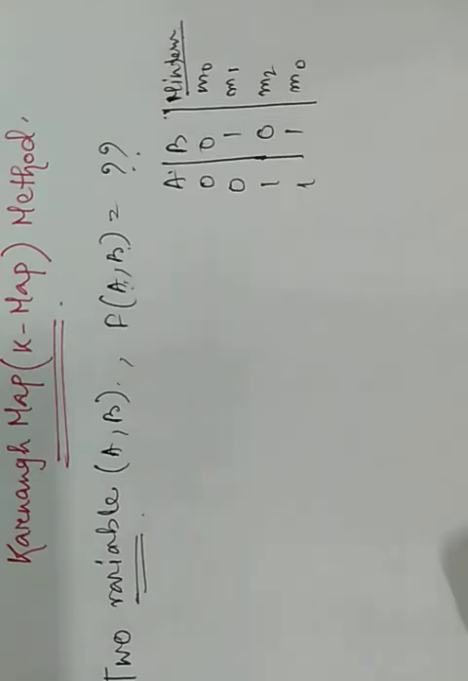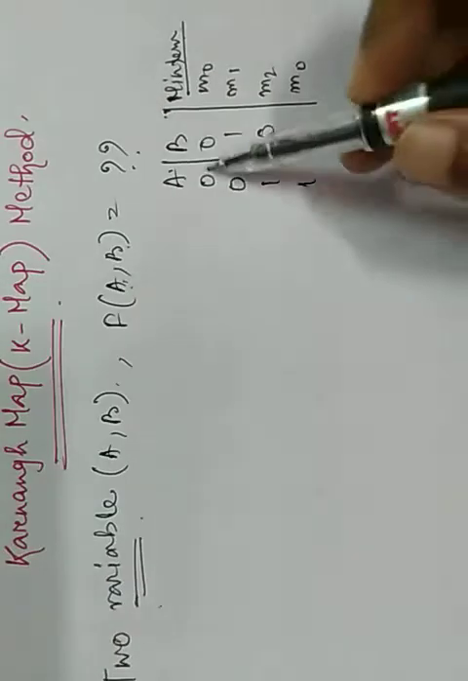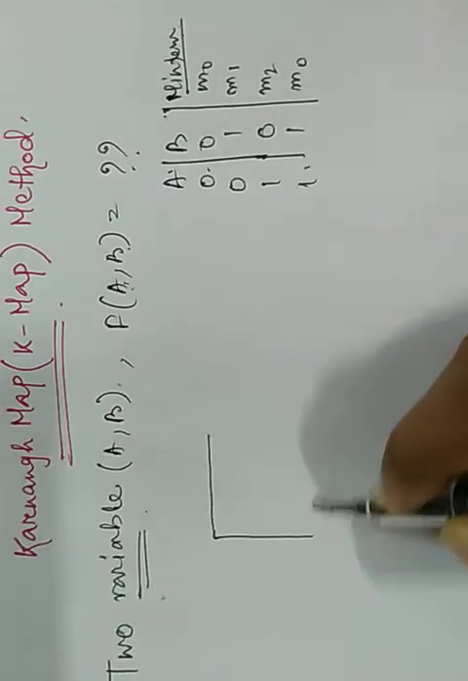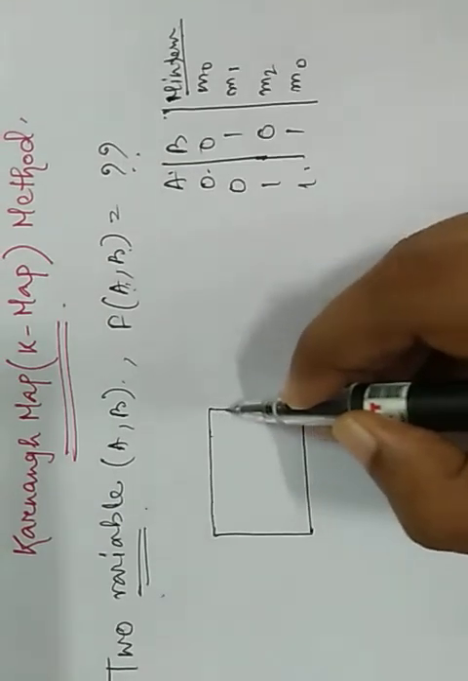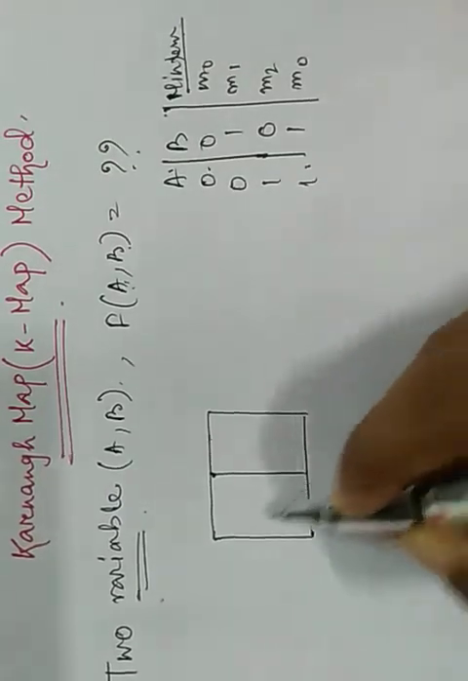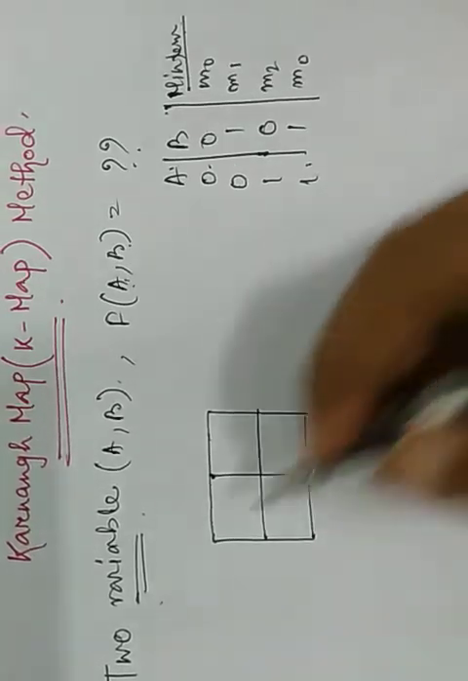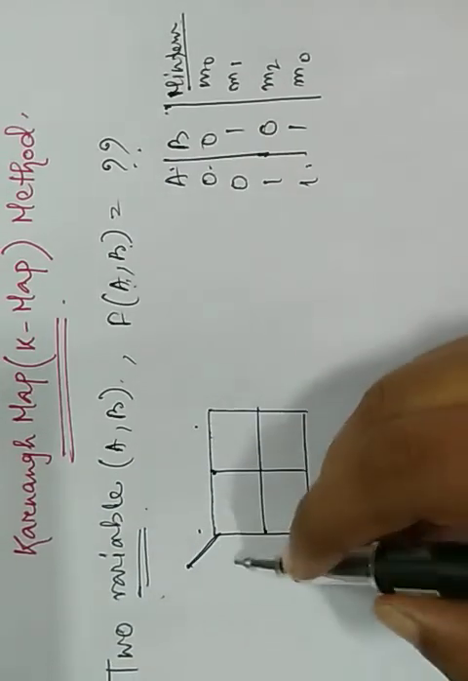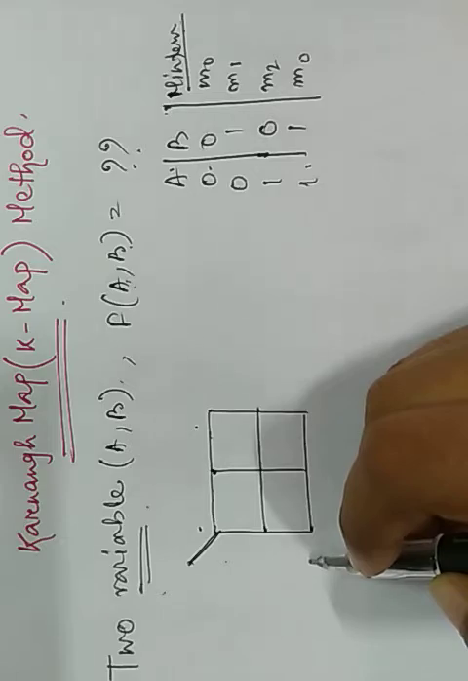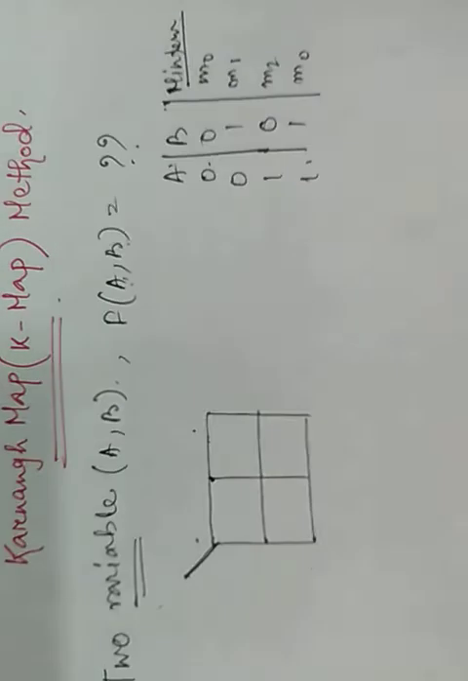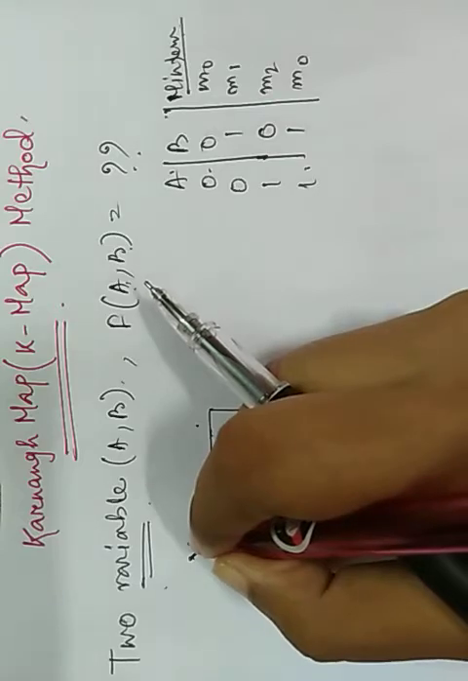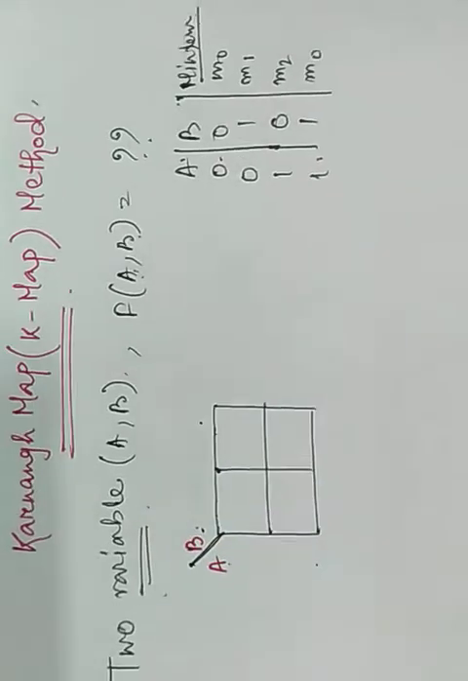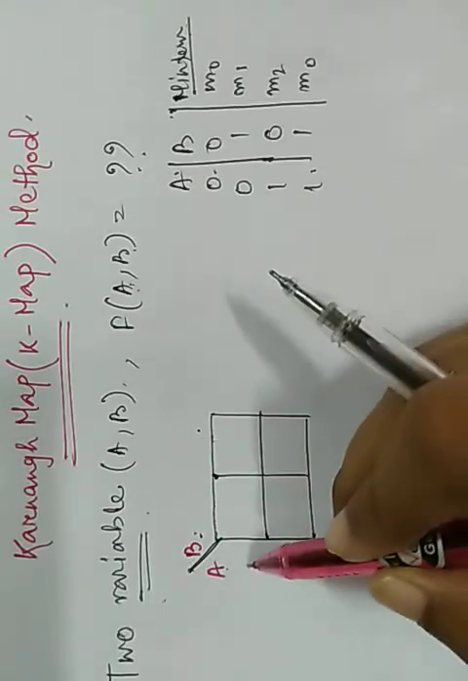Now in the Karnaugh map there are 4 combinations, so we have to draw a box with 4 values. There are 2 sides. One variable should be written on one side and another variable on the other side. Suppose our variables are A and B. So the B value should be here and the A value should be here.